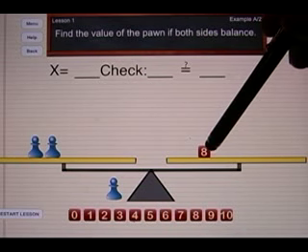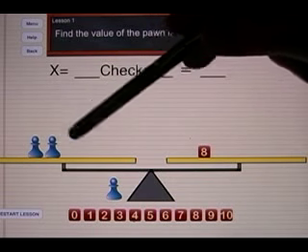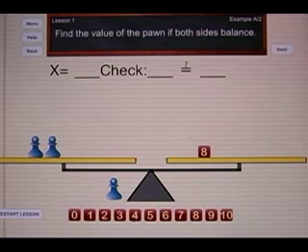This side has a weight of 8. I now have two pawns of equal value. That means that each one of those must have a weight of 4.